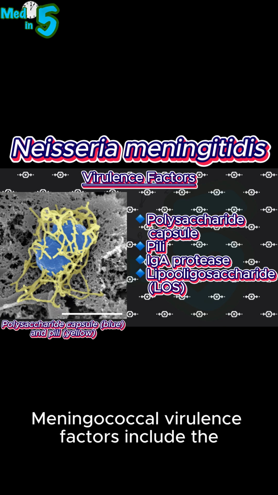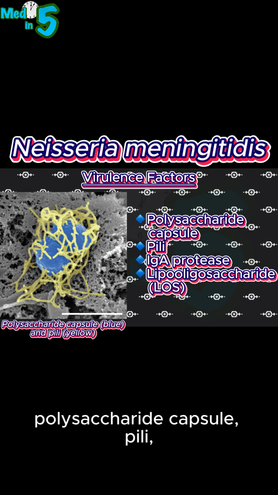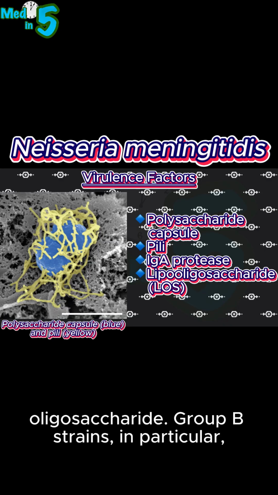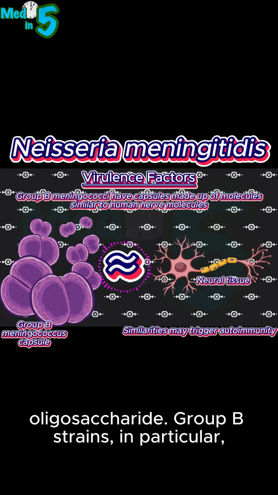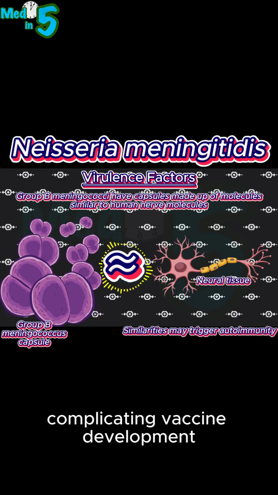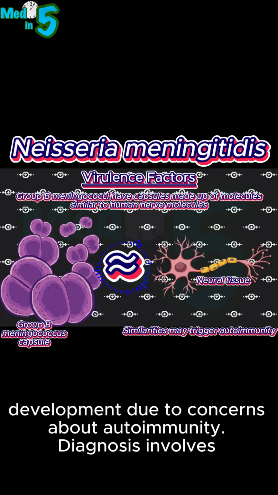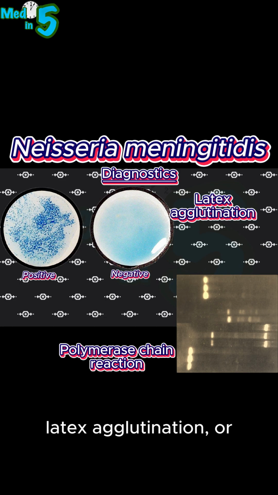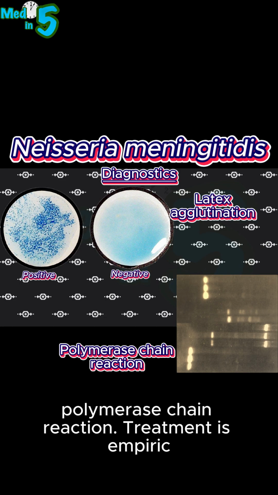Meningococcal virulence factors include the polysaccharide capsule, pili, IgA protease, and a potent endotoxin known as lipo-oligosaccharide. Group B strains, in particular, have capsules resembling human neural tissue, complicating vaccine development due to concerns about autoimmunity. Diagnosis involves gram stain and culture of cerebrospinal fluid, latex agglutination, or polymerase chain reaction.